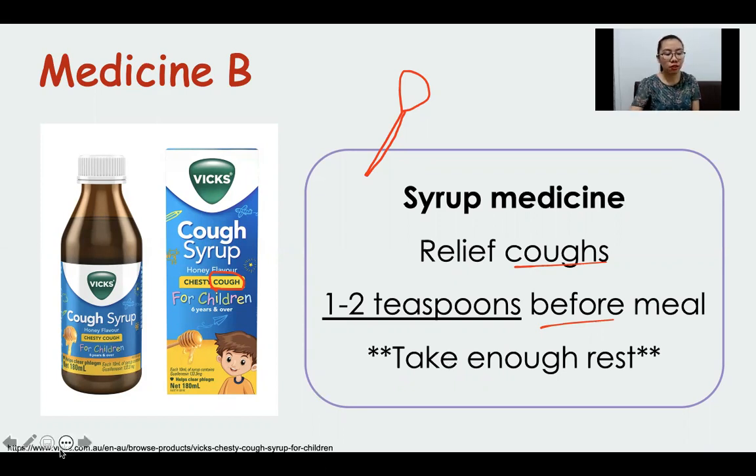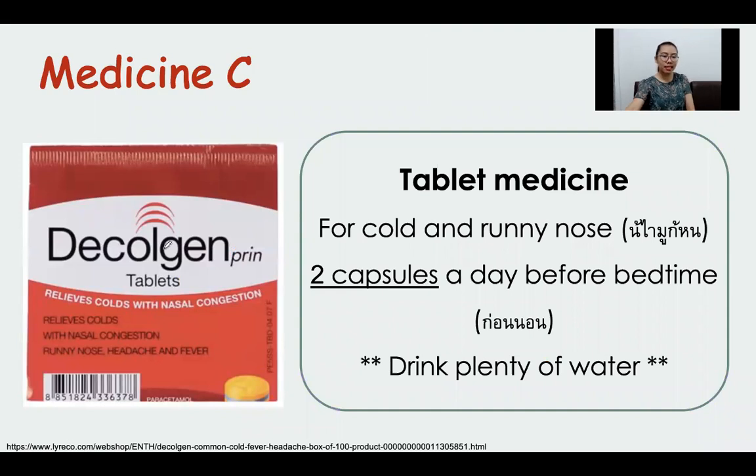All right. Let's go to medicine C. What is medicine C? Decolgen tablet. So it's a tablet. Relieves cold with nasal congestion. Nasal congestion, like you can't breathe. Colds. What is colds again? Achoo, achoo. So for cold and runny nose. It says 2 capsules a day before bedtime.